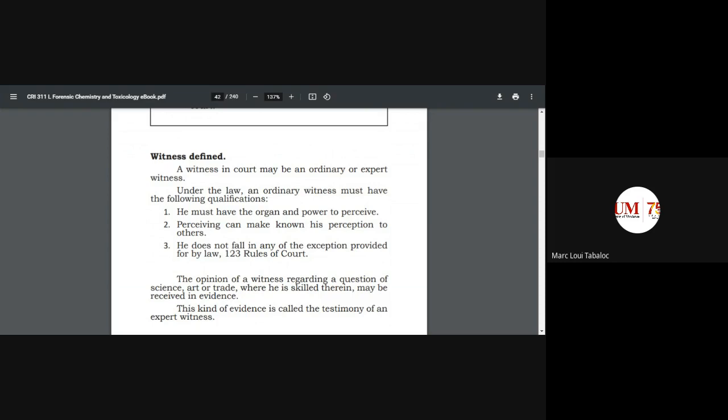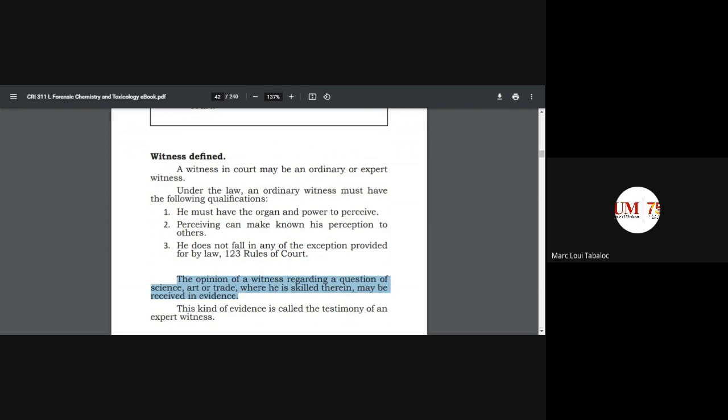Ayan. So the opinion of a witness regarding a question of science, art, or trade where he is skilled therein may be received in evidence. Ibig sabihin, kung ang witness may certain expertise in the field of science, art, or trade, or any expertise na kung saan siya ay may enough skills and of course enough proof for that skills, at of course qualified siya na to make known of his perceptions, then of course yung kanyang mga skills, yung kanyang knowledge with regards to a certain field which is in question in that case could be received in evidence together with him that is considered an expert witness. Okay?